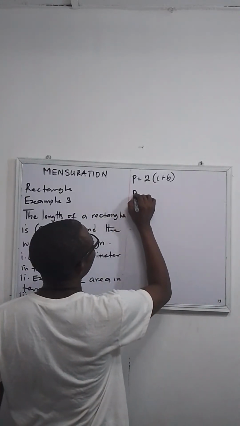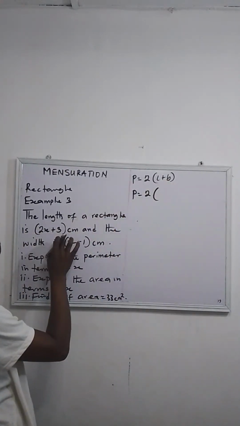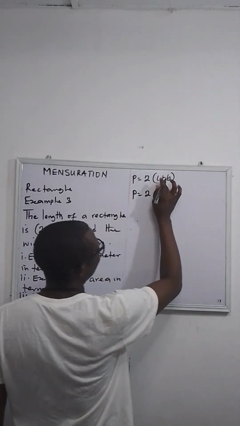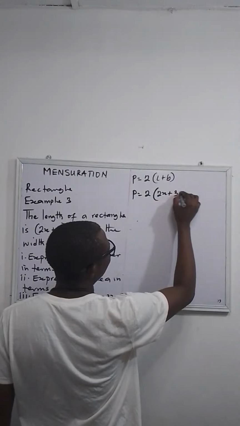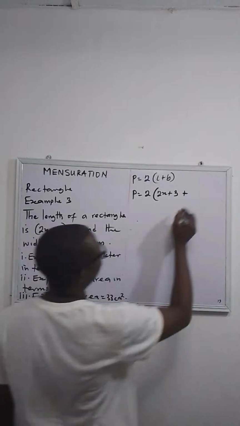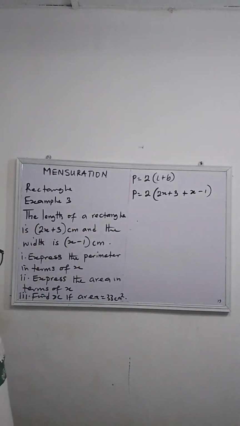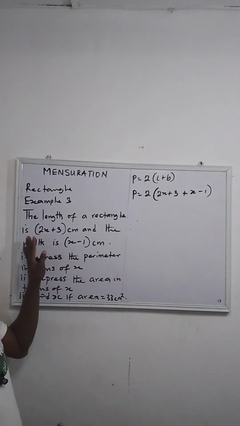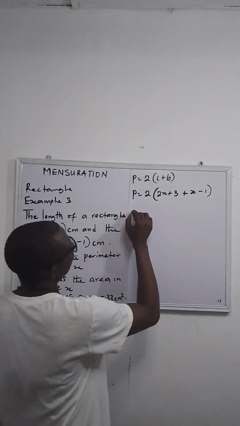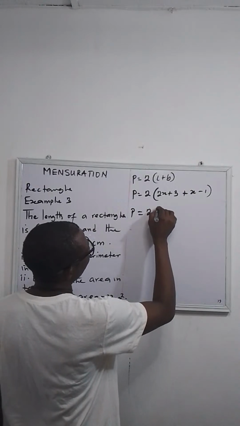So we have P equals 2 open bracket. In place of L, I put this 2x plus 3. Now we have a plus here. So we have plus. Now the breadth is what? x minus 1. So we have x minus 1. So now we have substituted the values of L and B. So now we have P, which is the perimeter, equals 2 times.